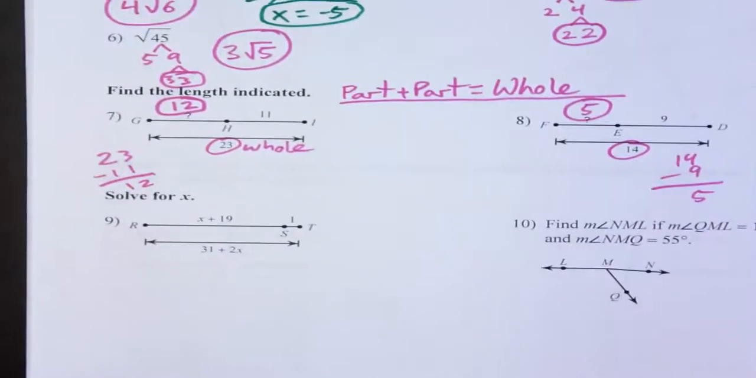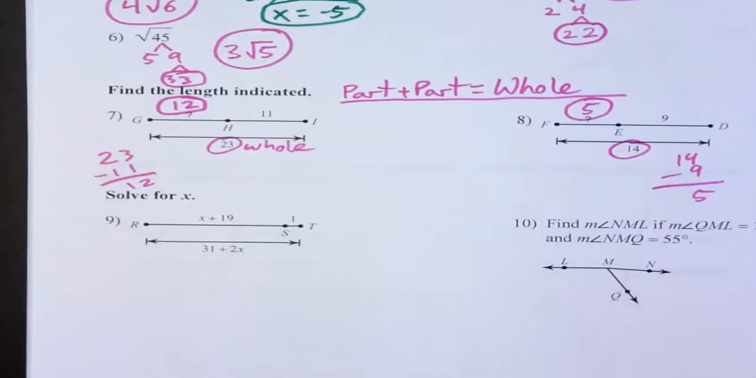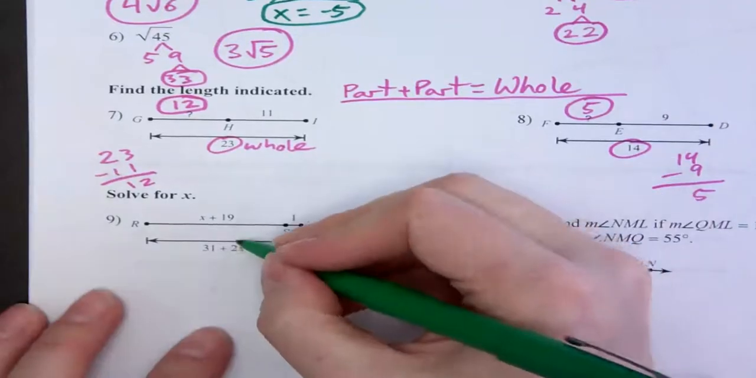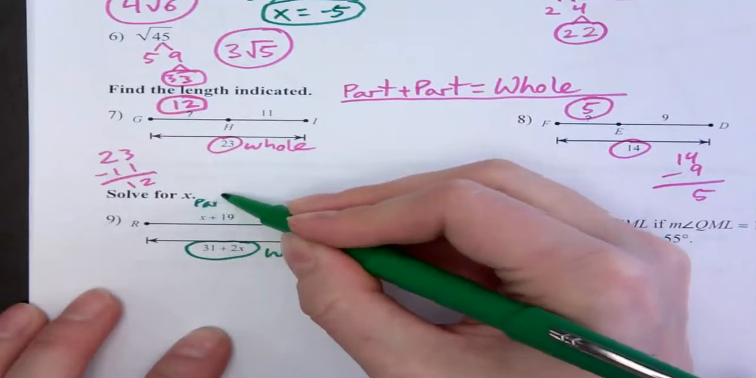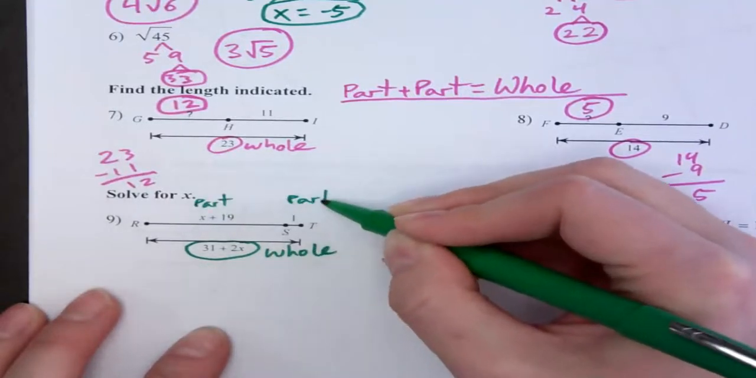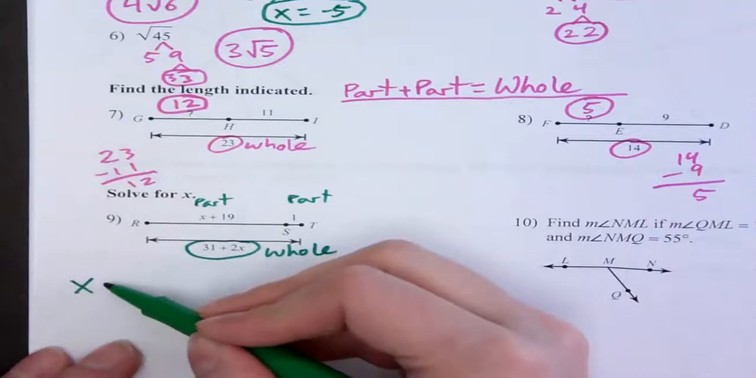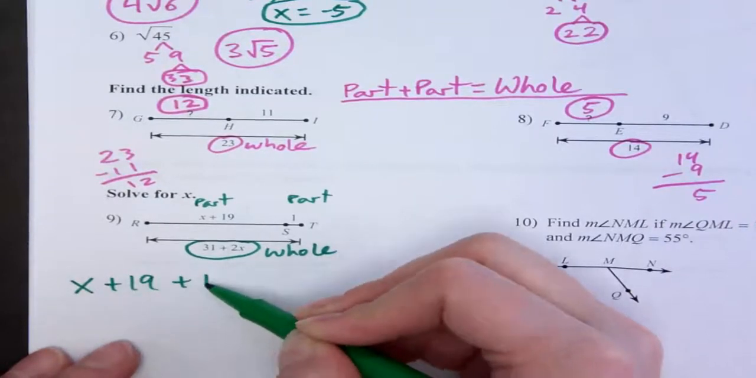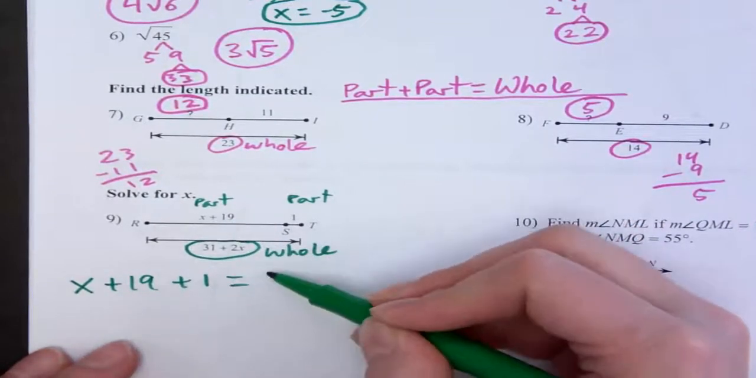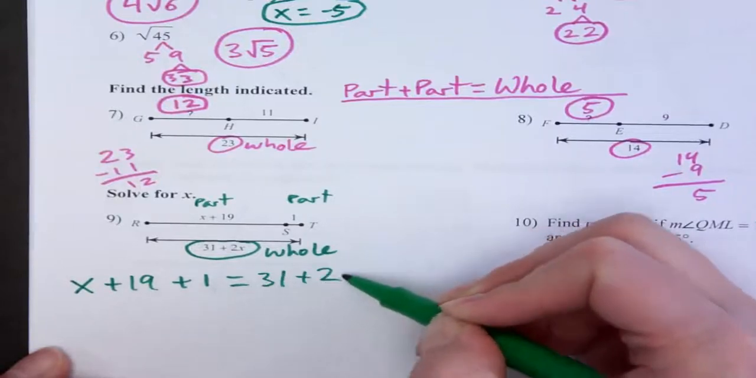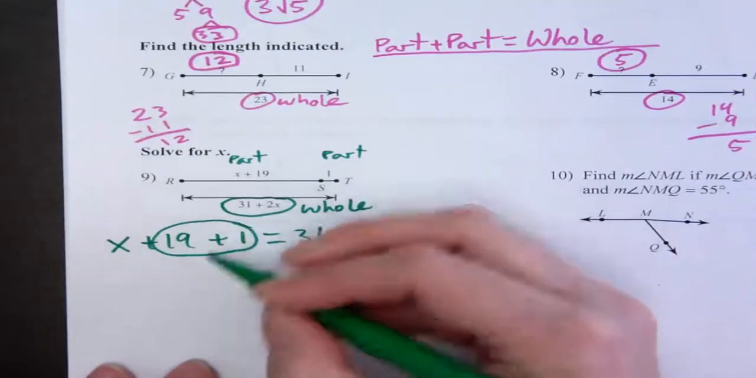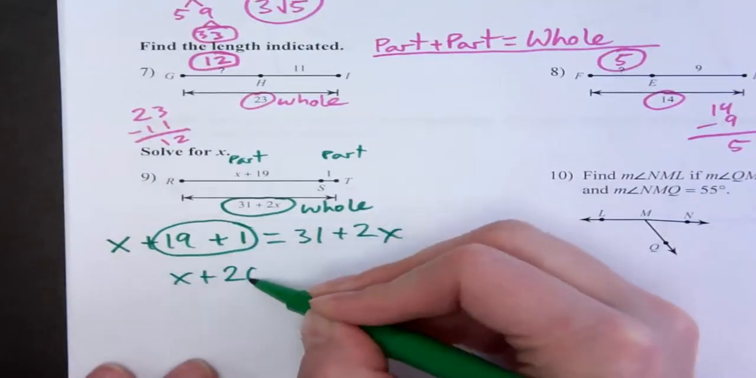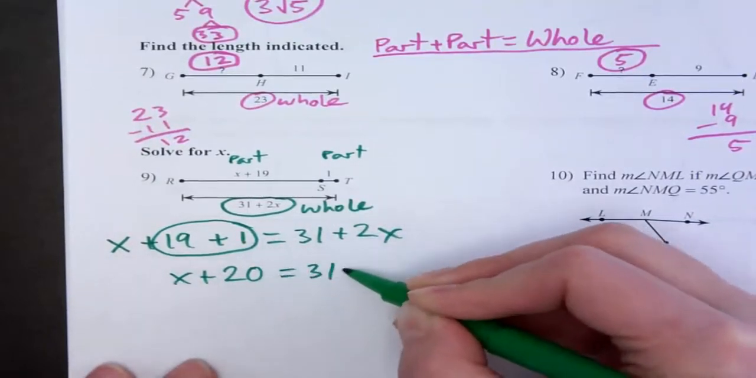Alright, this next one is the same, part plus part equals whole. It's just now I have x involved. So again, this is my whole, and this is part, and this is part. So I just write my equation, x plus 19 plus 1, which are my two parts, equals 31 plus 2x. And so I combine my like terms to get x plus 20 equals 31 plus 2x.